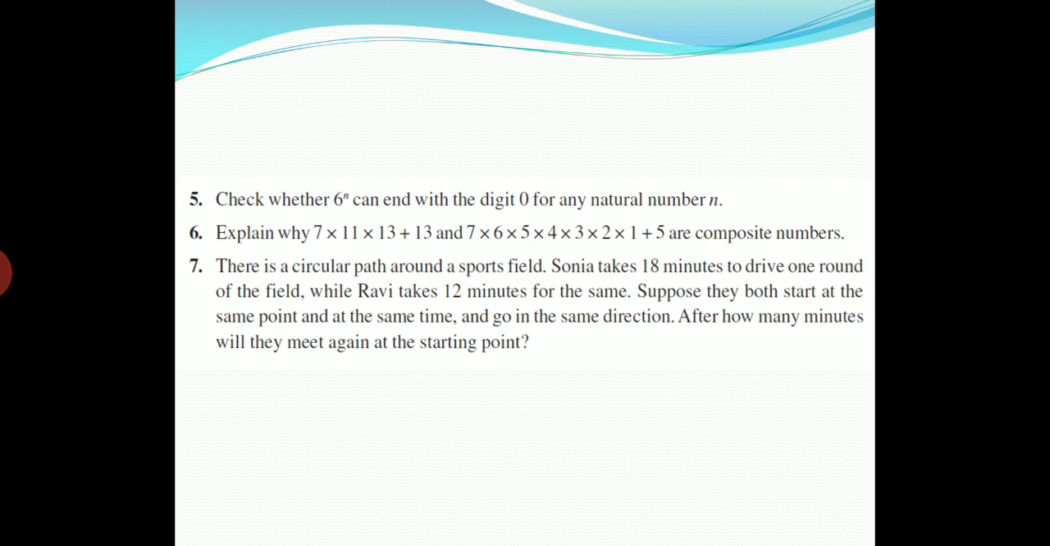Check whether 6 power n can end with the digit 0 for any natural number n. So that is 6 power n for any natural number n. 6 power 1 is what? 6. 6 power 2 is 36. Then 6 power 3, 6 power 4, 6 power 5, 6 power 6. If I take any power of 6, the question is, will any of those numbers end with 0?